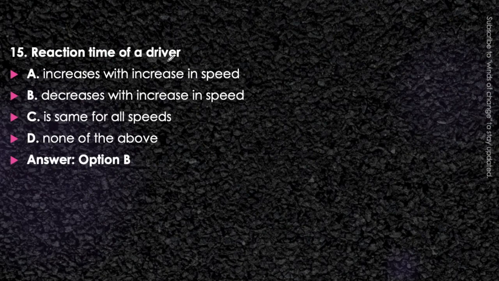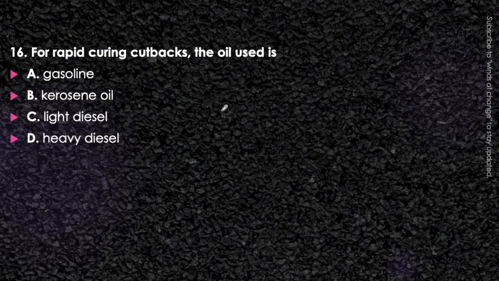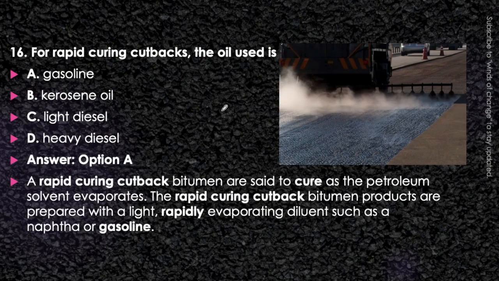So obviously reaction time of a driver will decrease with increase in the speed. Next question. For rapid curing cutback, the oil used is gasoline, kerosene oil, light diesel or heavy diesel. Think about it. In case of rapid curing cutbacks, we use the oil as gasoline. That is option A will be the correct answer.